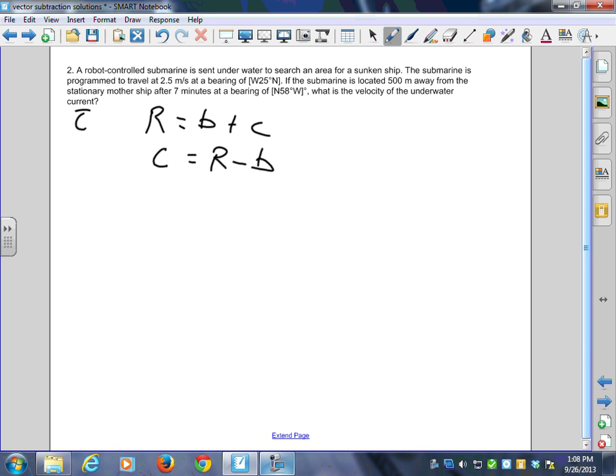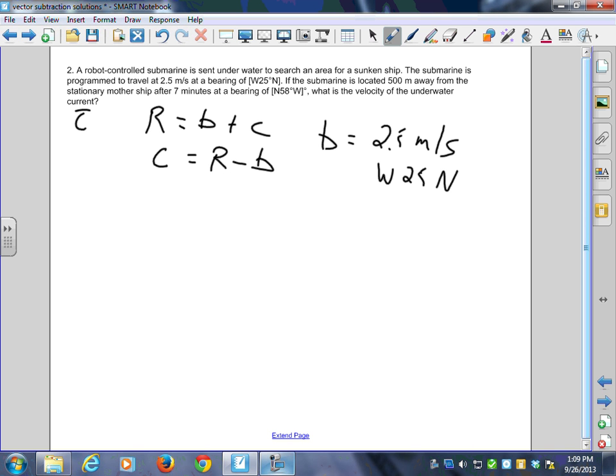Now the boat one is easy. The submarine is programmed to travel at 2.5 meters per second at a bearing of west 25 north. The current, a little current issue, we have to deal with this here. The submarine is located 500 meters away from the stationary mothership after 7 minutes.